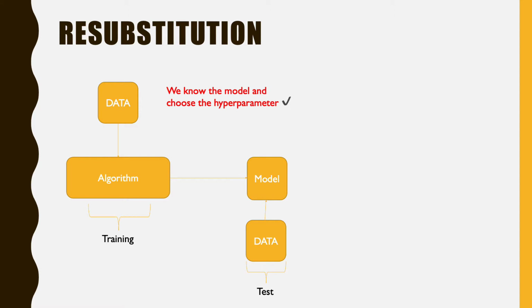Please keep in mind that the training data and the test data are the same in resubstitution. For example, we use the lasso with lambda equal to 20. Let me train with this algorithm, then apply and compare the model on the same data set. After that we can check the performance of this method.